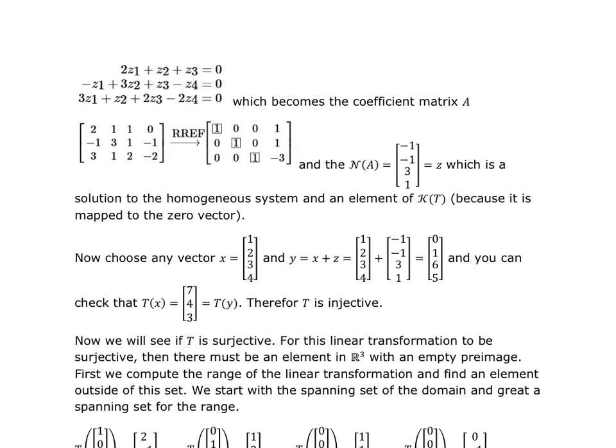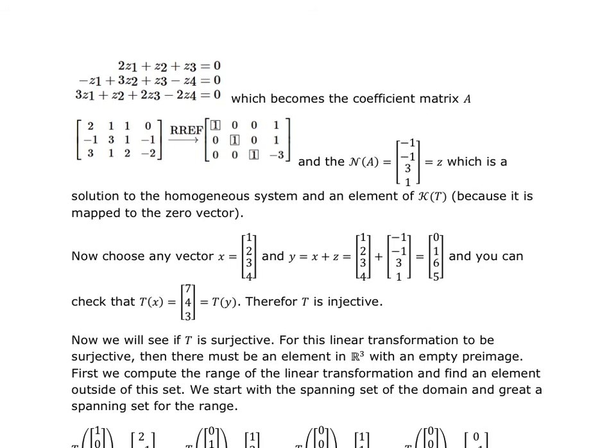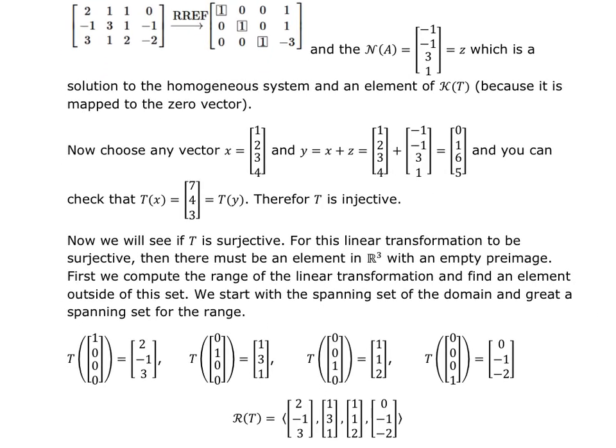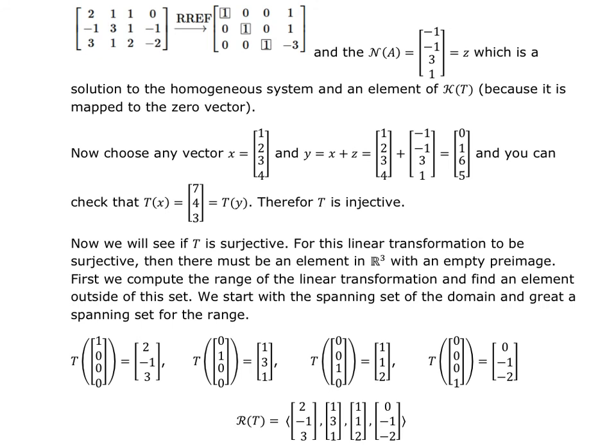Now we have to see whether or not it is surjective. For this to be surjective, there should not be an element in R3 with an empty pre-image. So first we're going to compute the range of the linear transformation, find an element that may be outside this set. If we can find an element outside this set, then we know that it is not surjective.